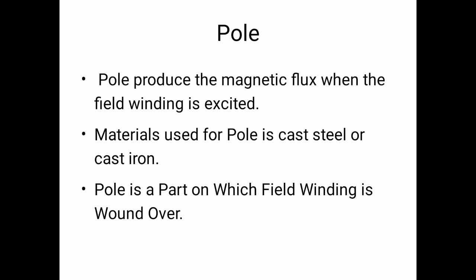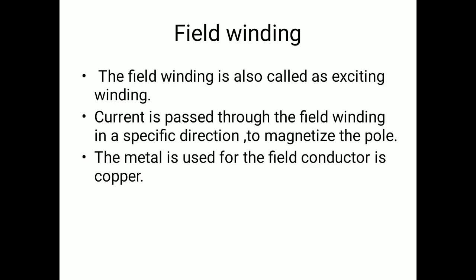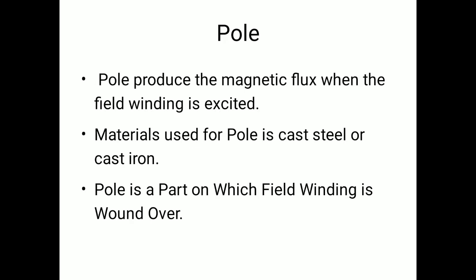Next is the pole. The pole produces the magnetic flux when the field winding is excited. The material used for the pole is cast steel or cast iron. There are two parts of the pole: the pole core and the pole shoe. The pole core is used to hold the field winding, and the pole shoe is used to spread the magnetic flux in the air gap. In this diagram, there are 4 pole cores and 4 pole shoes.